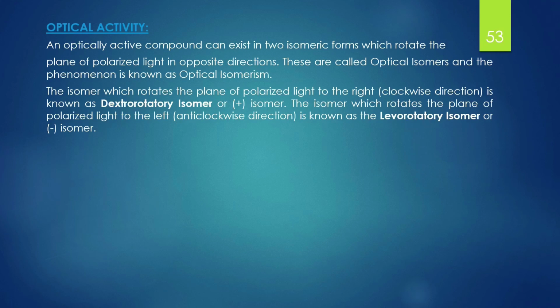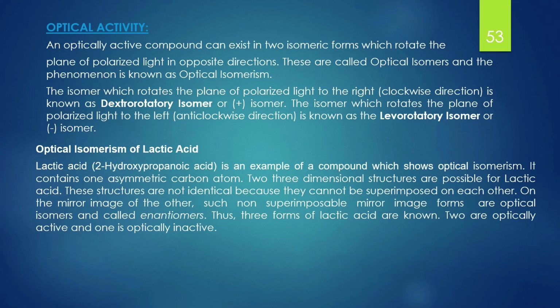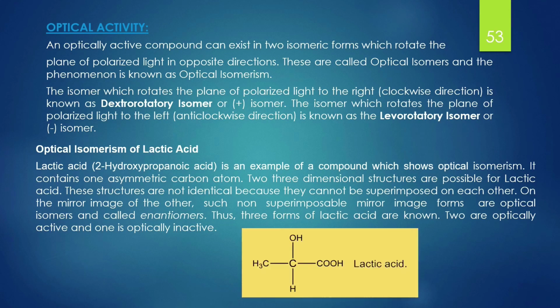Let us discuss optical isomerism of lactic acid. Lactic acid, also known as 2-hydroxypropanoic acid, is an example of a compound which shows optical isomerism. It contains one asymmetric carbon atom as shown in the diagram. Two three-dimensional structures are possible for lactic acid. These structures are not identical because they cannot be superimposed on each other. Such non-superimposable mirror images are optical isomers and are called enantiomers.